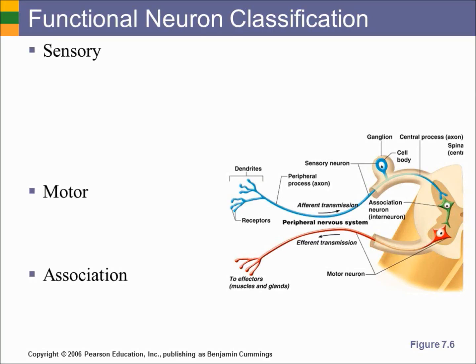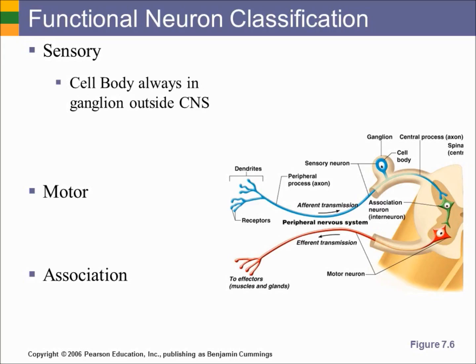Neurons can be classified one of two ways: functional, like this slide is going to show you, or structural. Functional, you've got either sensory, motor, or association. So basically sensory neurons, you're always going to have the cell body outside the central nervous system.